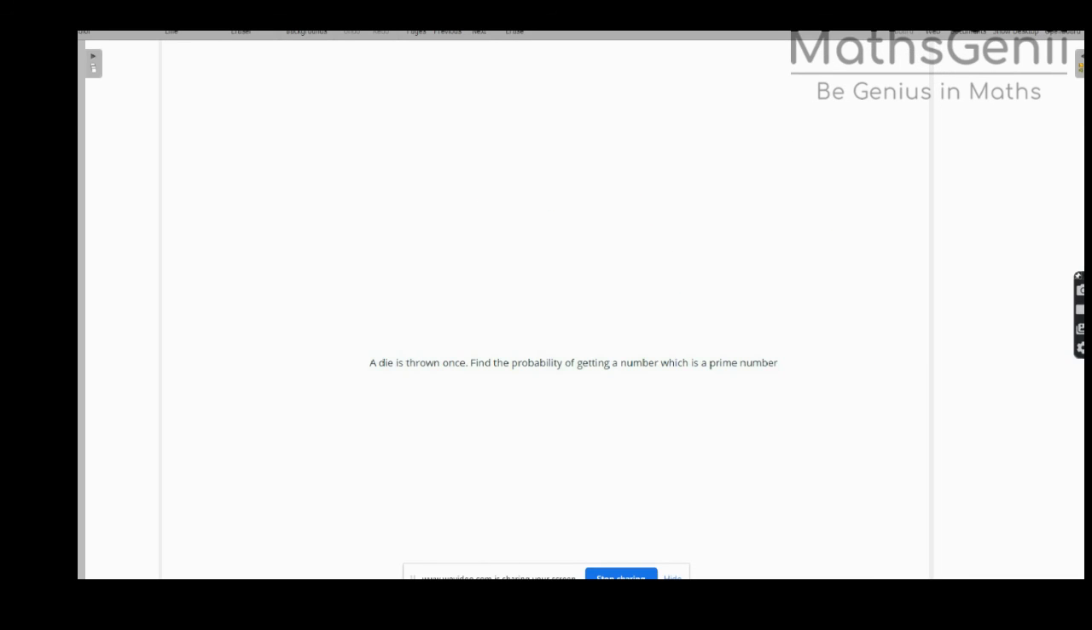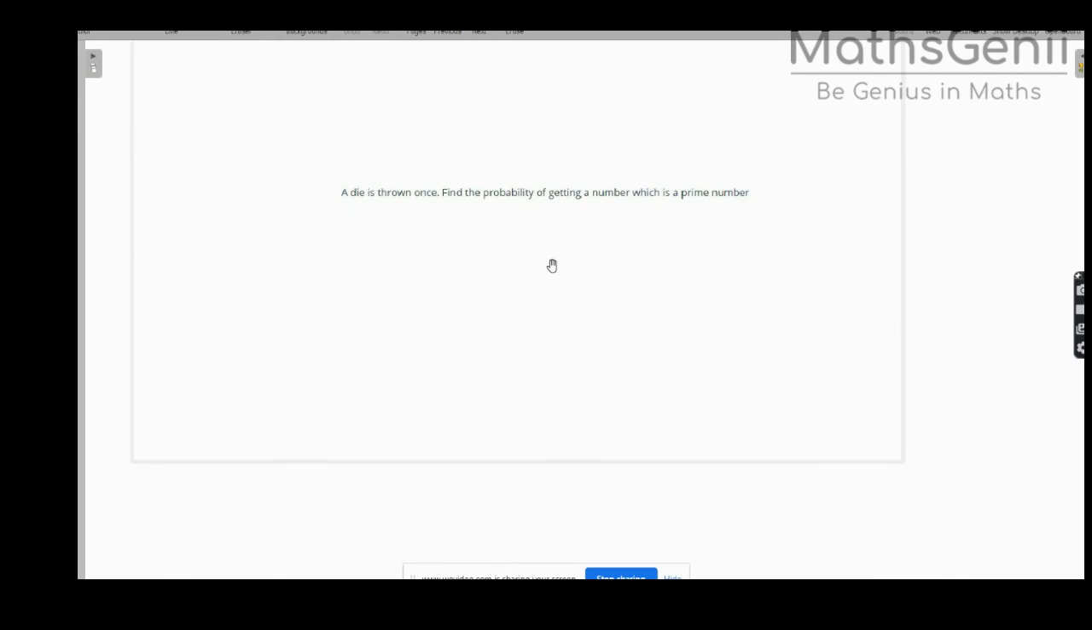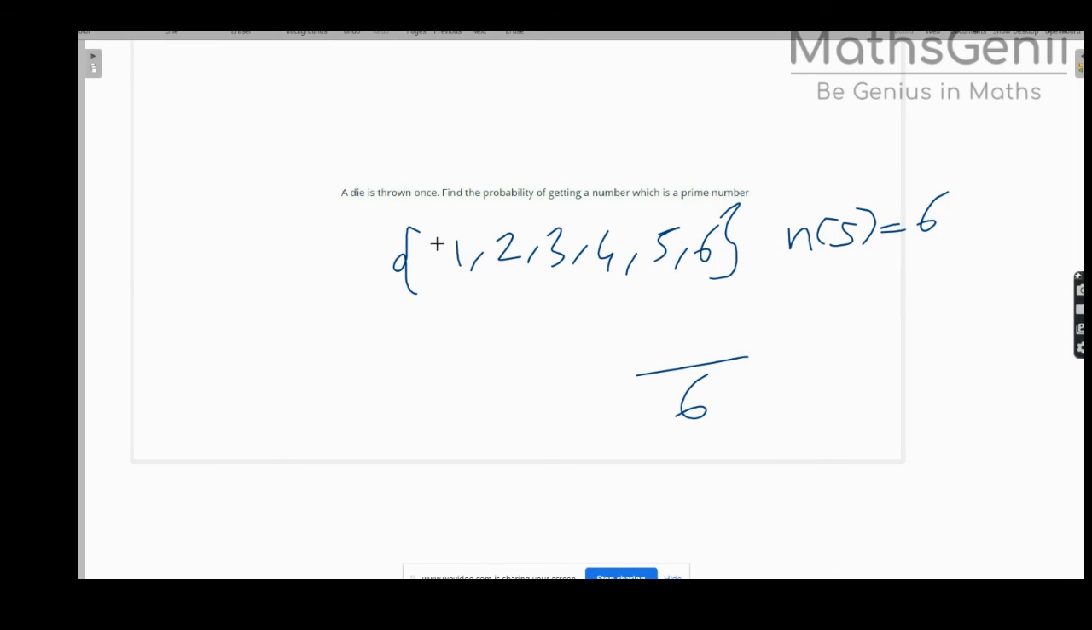Now let's look at the next question, again from the probability chapter. A die is thrown once. Die is thrown. What is the probability? 1, 2, 3, 4, 5, 6. What is the total? Total is 6. Always the total comes in the denominator. Find the probability of getting a prime number. What is a prime number?